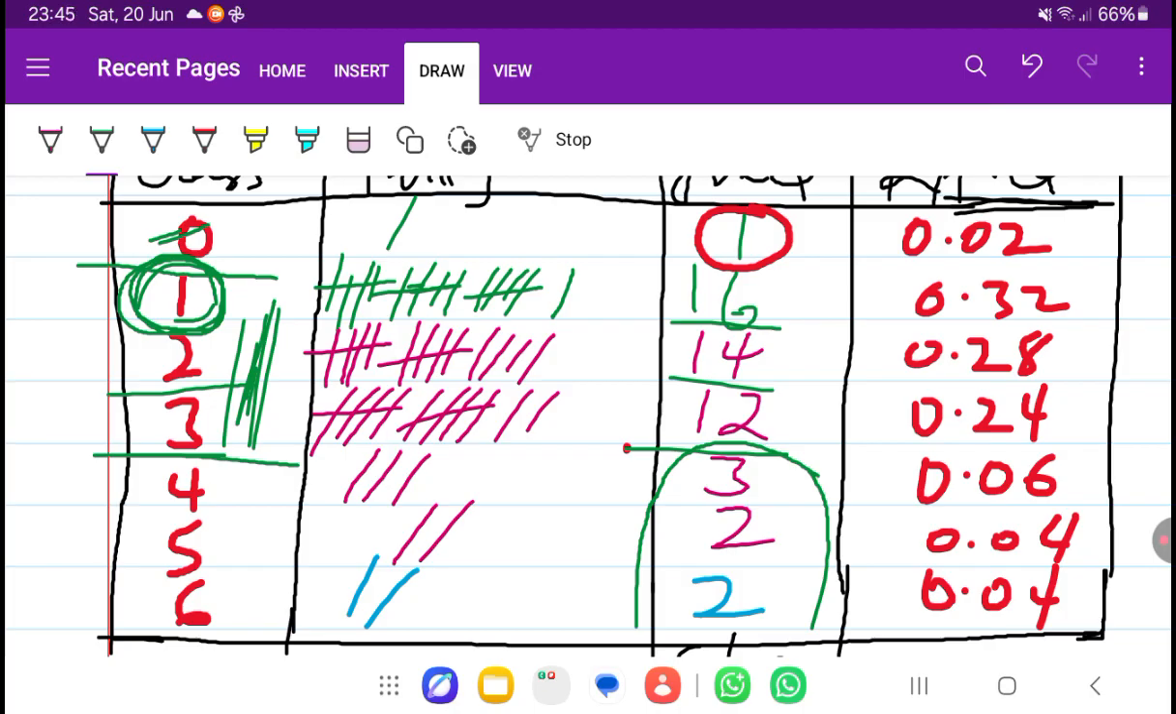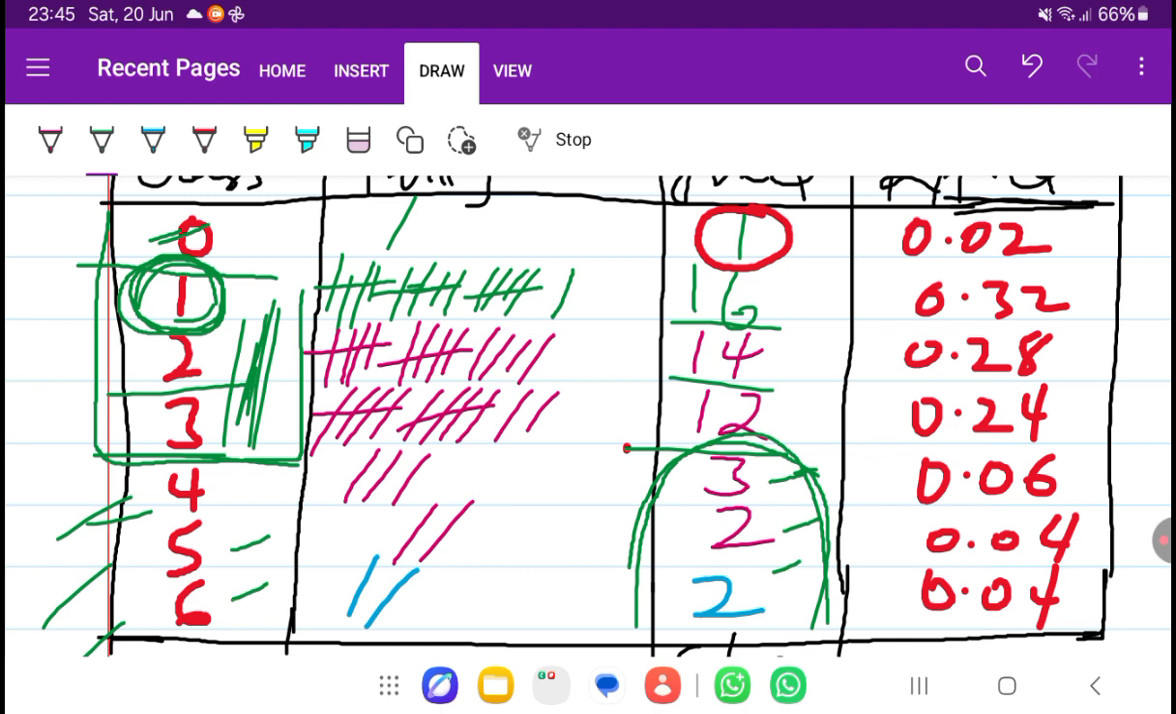So that's why we are saying that the ones having more than 3 television sets were very few, because there were only 1, 2, and 3 people. Those who had 4 television sets were 3, those who had 5 were 2, and even those who had 6 were 2. That is the interpretation of the data.